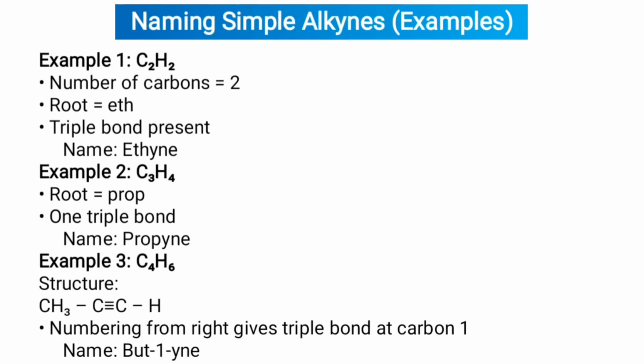Naming simple alkynes, examples. Example 1: C2H2, the number of carbons is 2, root word eth, triple bond present, name ethyne. Example 2: C3H4, root word prop, 1 triple bond, name propyne. Example 3: C4H6, structure CH3-C≡C-CH3... numbering from the right gives the triple bond at carbon 1, name but-1-yne.